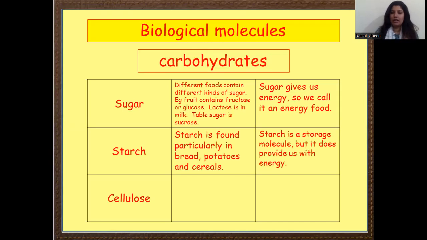The second one is starch. Starch is found mainly in potatoes, cereals, and bread. The main function of starch is that it is a storage molecule. We store sugar in the form of starch. Animals mostly store sugar in the form of glycogen, but plants store it in the form of starch. It also provides energy to the body.